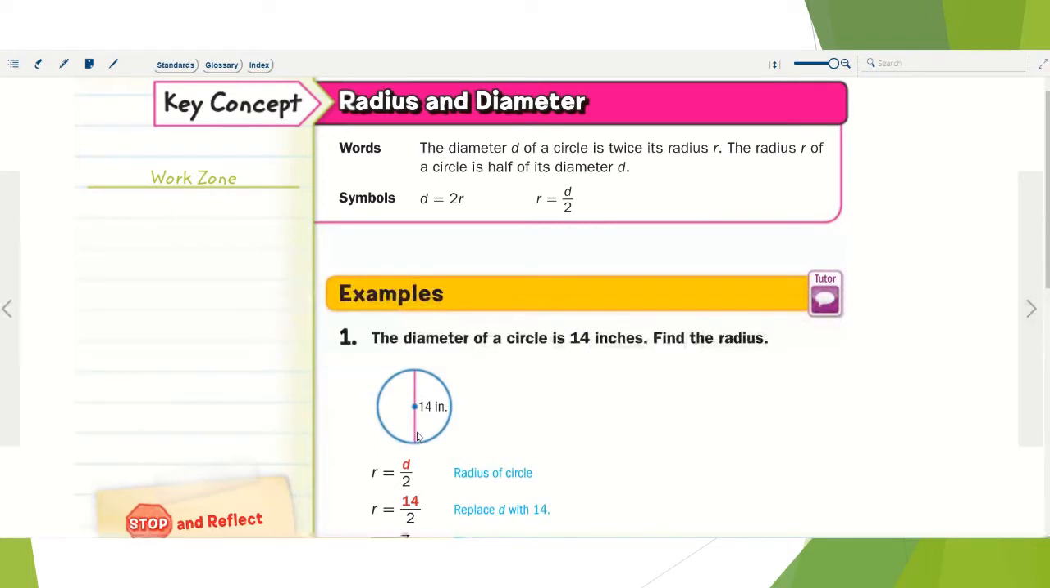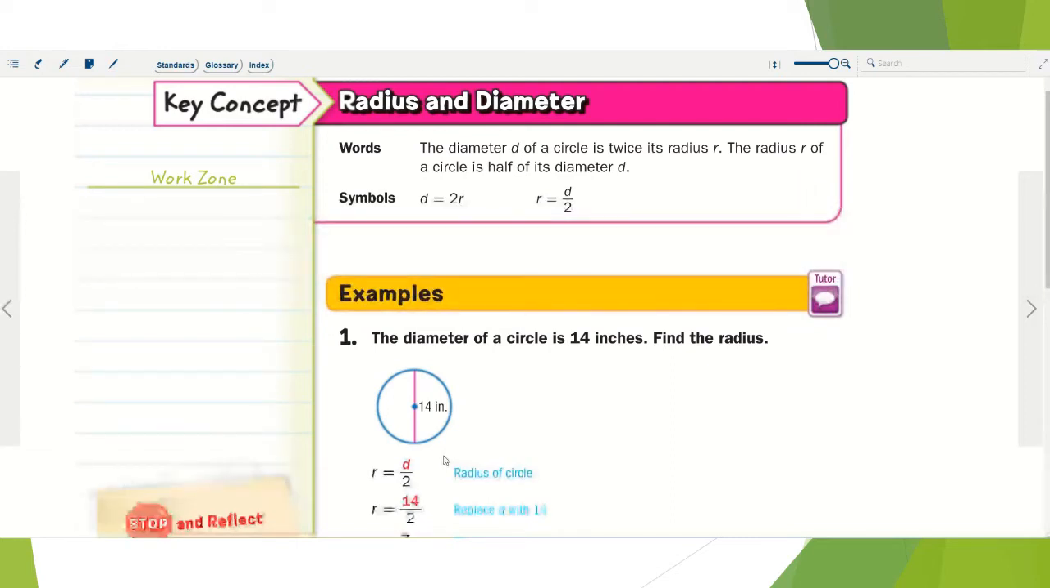The radius of a circle is going to be half of your diameter. So what that means is you would draw a line from the center of your circle to the outside. And again, that would be half of your diameter, so that is what we refer to as the radius.